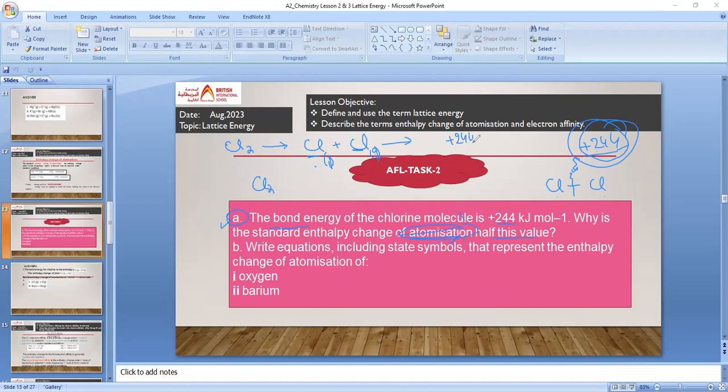If you write the equation, then it would be clear for you. You could also write 1 by 2 Cl2, definitely. Yes, you can answer it like this, half Cl2, because atomization means when 1 mole of a substance is converted into the gaseous state. So there is only 1 mole of atoms, so you can divide it by two. Both methods are correct.